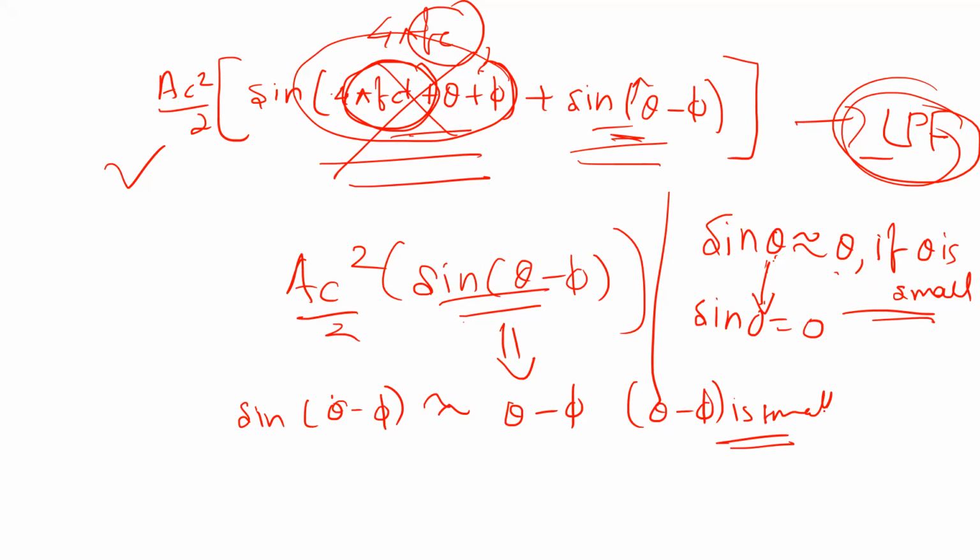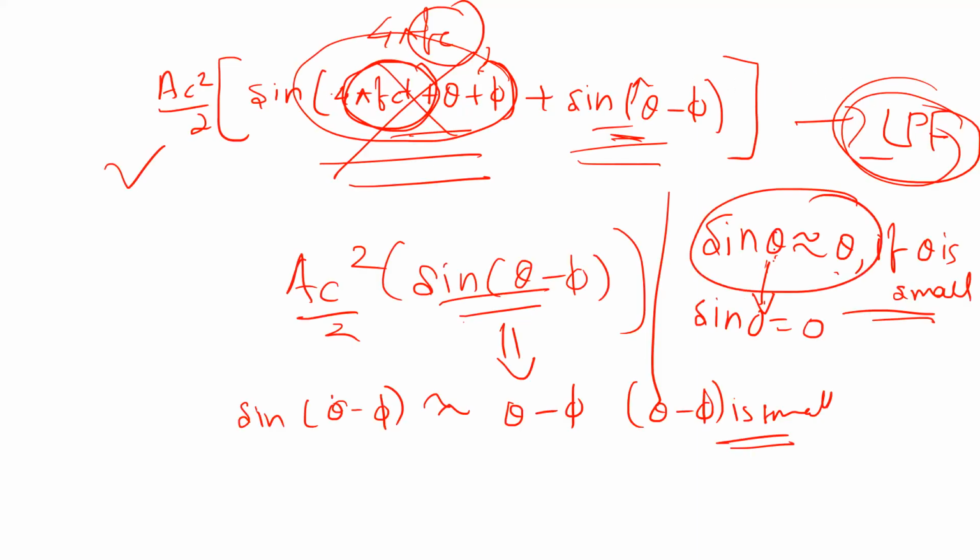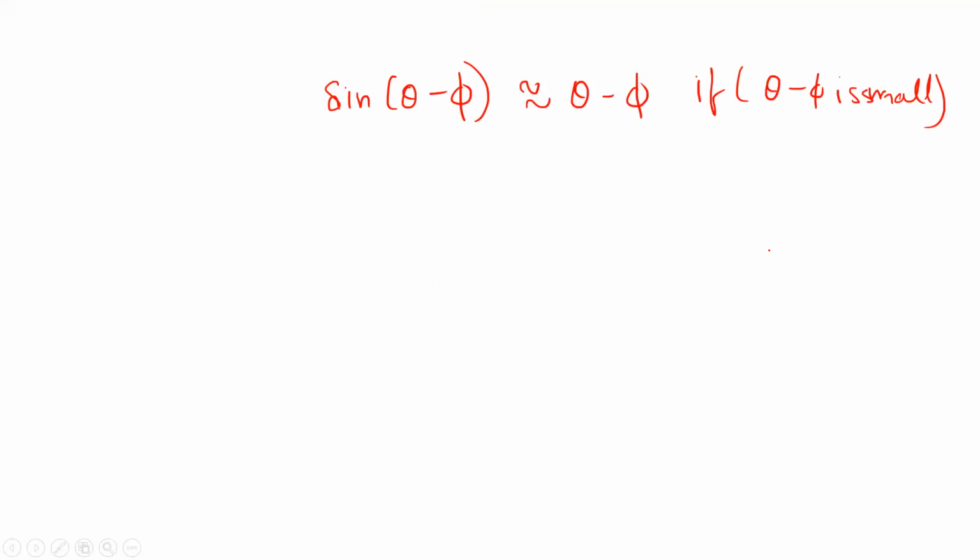What I am saying is that sine of theta minus phi will be equal to theta minus phi if theta minus phi is small, like we had for this. Understood.